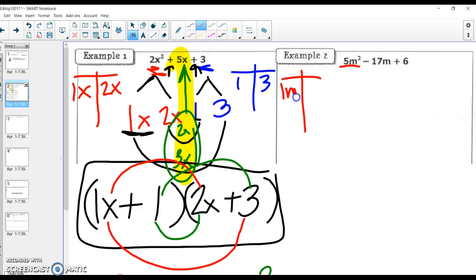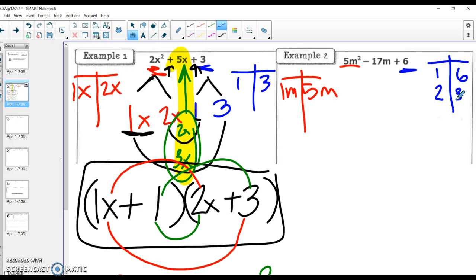Yeah, your only option is 1m and 5m. Okay, now, let's look at the 6. How many different ways can you make 6? Well, 1 and 6, but there's another option, 2 and 3. I find that it's really helpful to write them all down at first.